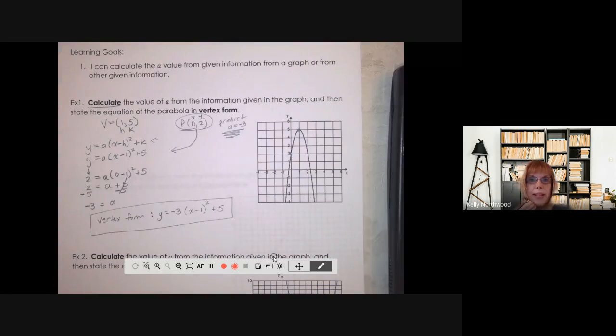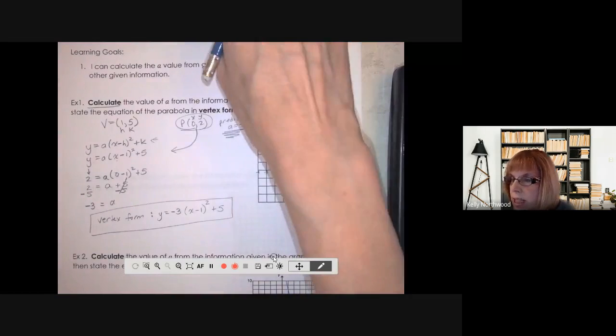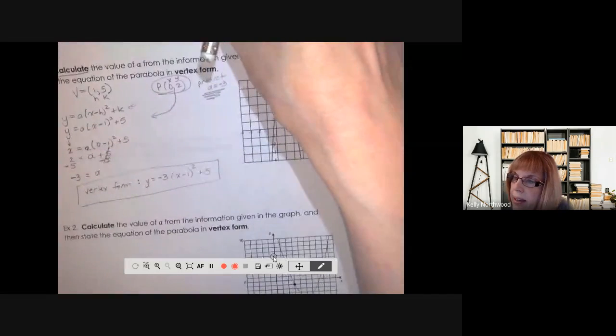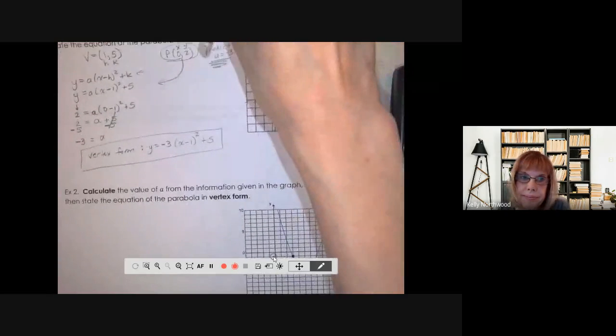I would say for this unit, it's good to have a piece of paper that has the 3 general forms written down, especially the vertex and the intercept.